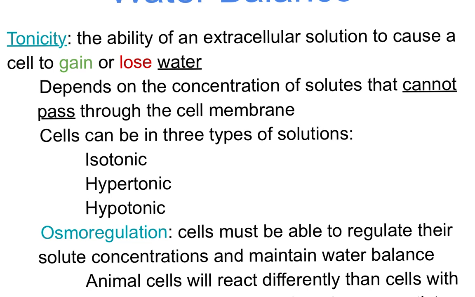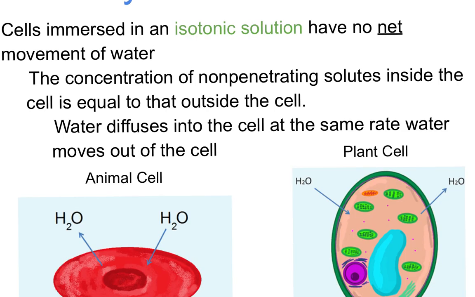Osmoregulation is when cells must be able to regulate their solute concentrations and maintain a water balance. Animal cells will react differently than cells that have cell walls, like plant cells, fungi, and protists. So let's talk about tonicity and when it comes to an isotonic solution.